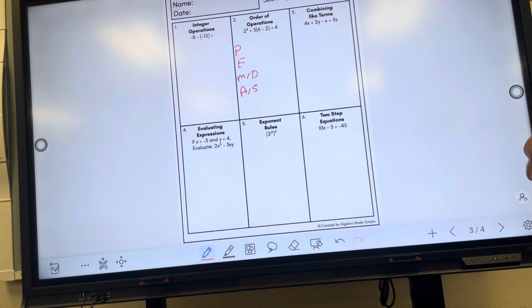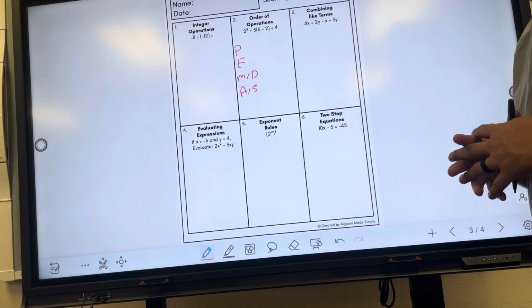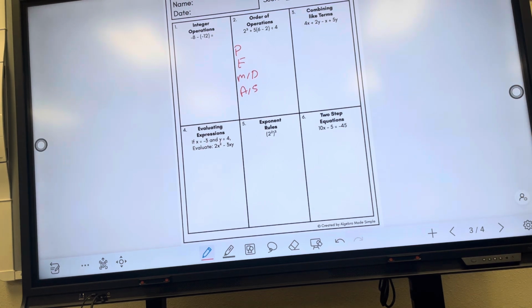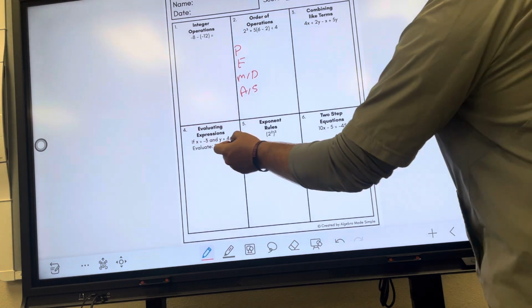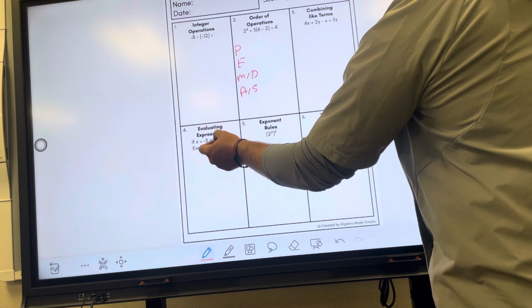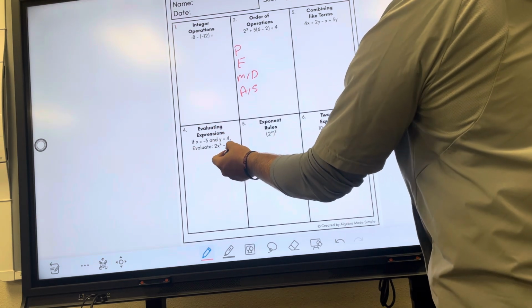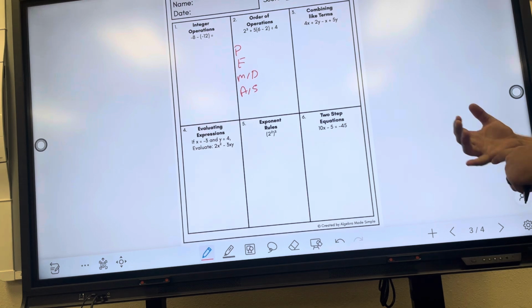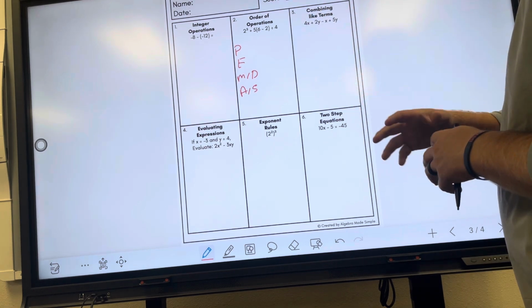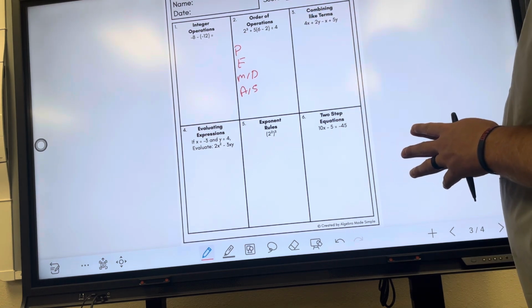Number 4, evaluating expressions. It says if x is equal to -3 and y is equal to -4, evaluate 2x squared minus 3xy. So basically what you're going to do here is take these numbers that they tell you the letters are worth, their values, plug them into the equation, and then use your order of operations again. And see what happens there.